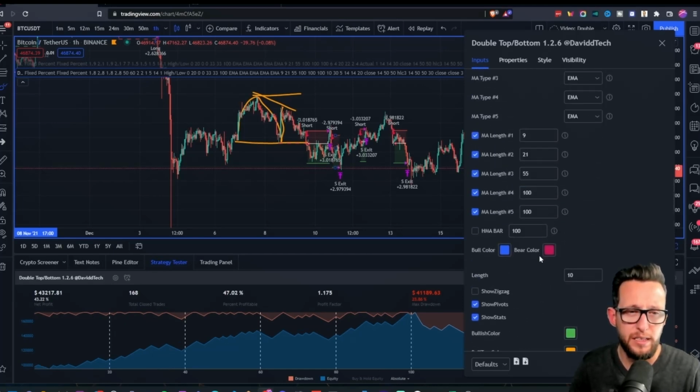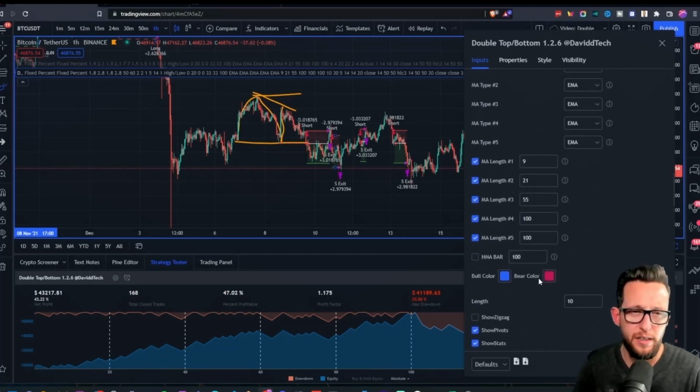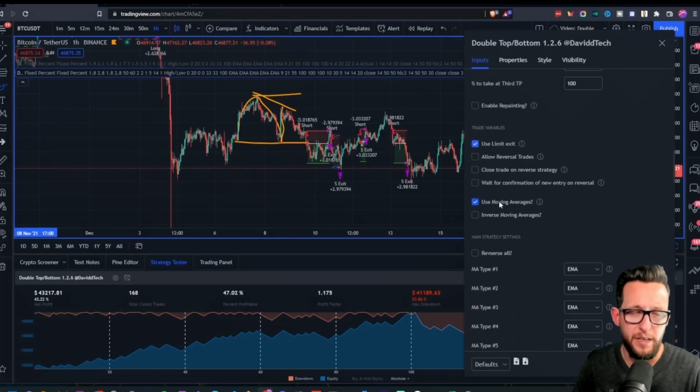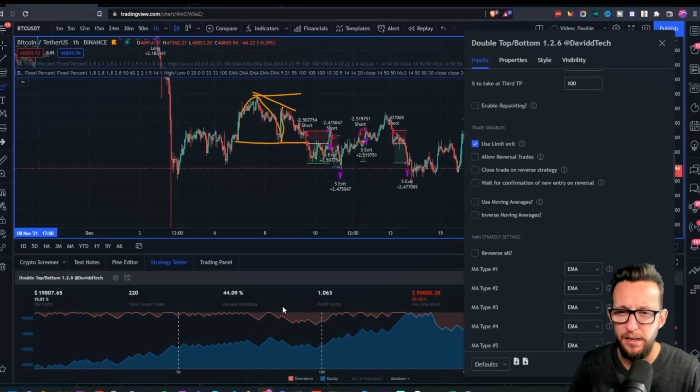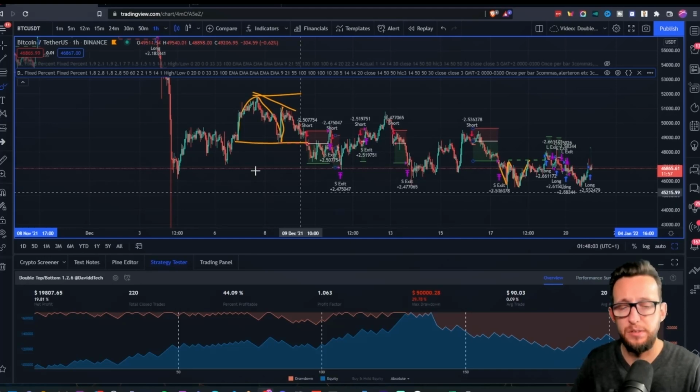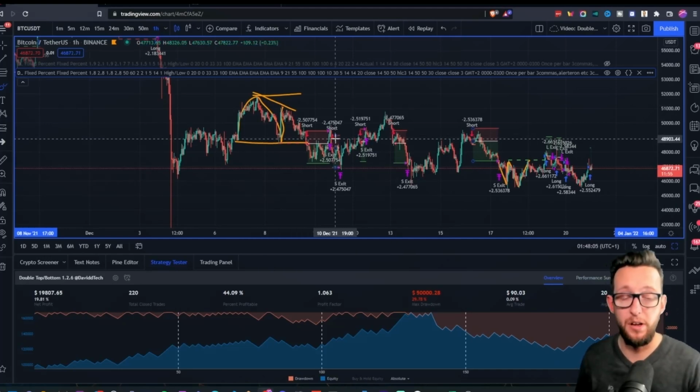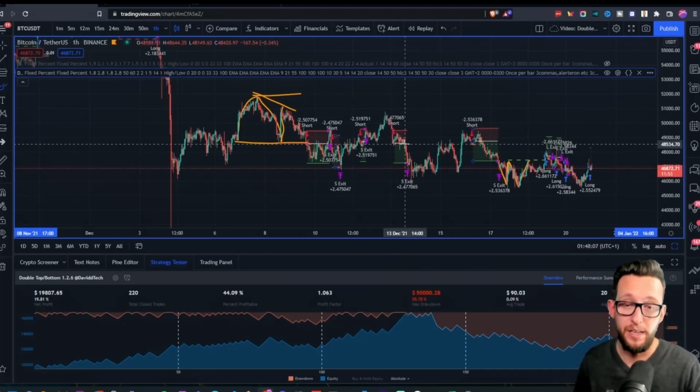So the last thing that I actually added was a bit of confluence with the moving averages. Now if I take off the moving averages, we lose about 3% in percent profitable, and we open a lot more trades. So yeah, double tops and double bottoms, do they work? Absolutely. They don't give bad results at all.